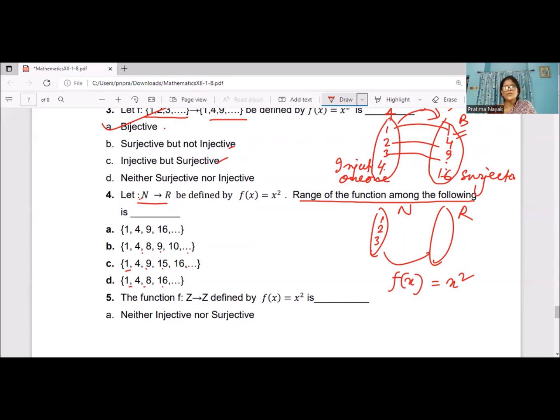So this is very easy. 1 square is 1, 2 square is 4, 3 square is 9, 4 square is 16. So A will be the answer.